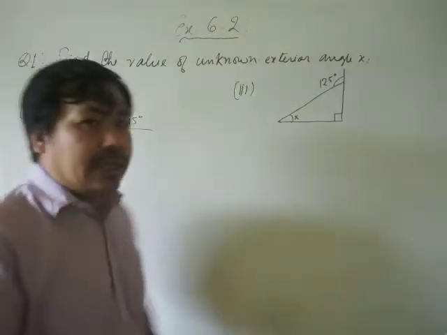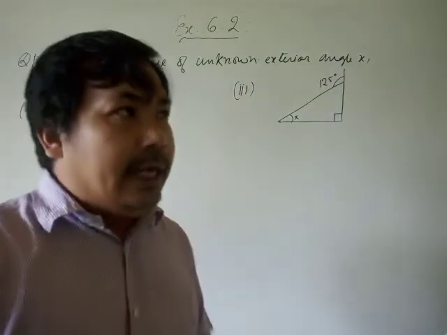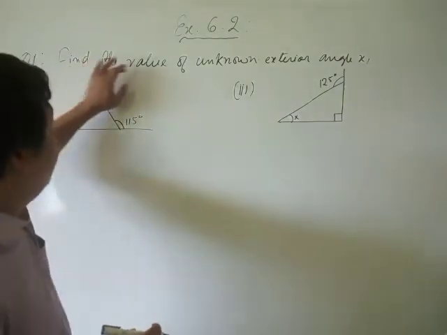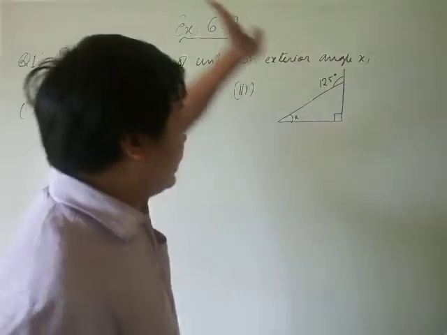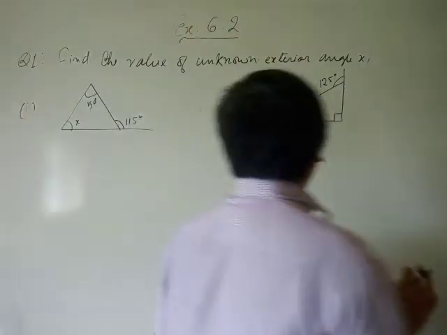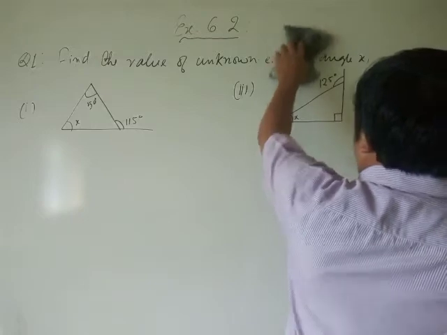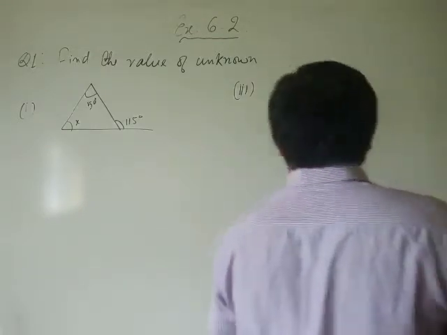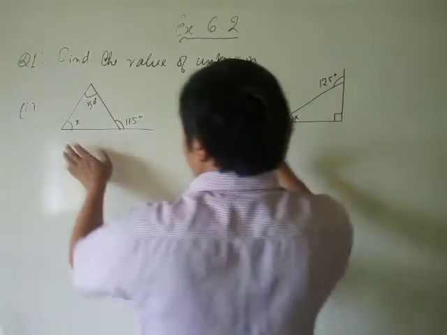Hello students. Once again, here we have question number 2. In question number 2 of exercise 6.2, find the value of the unknown exterior angle x. This is not the unknown exterior angle, this is the unknown angle x. Okay, unknown angle x, not exterior.